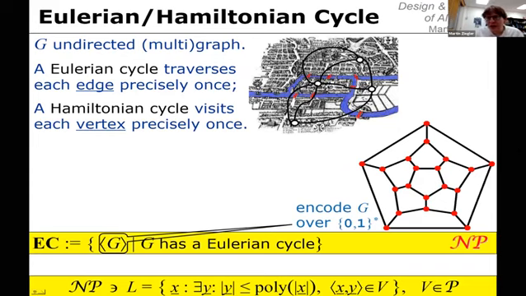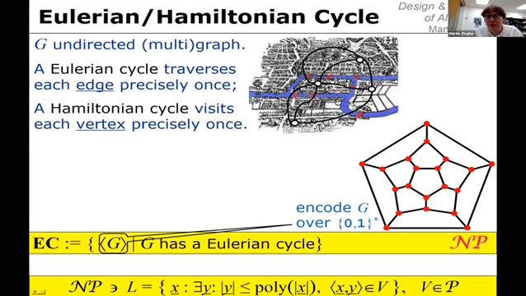So here you see a graph with how many? 5, 10, 15, is that 15 vertices? No, it's 20 vertices, right? It's 20 vertices, and my claim is that this graph has a Hamiltonian cycle. So how can I convince you that this graph has a Hamiltonian cycle? Well, by presenting a witness.